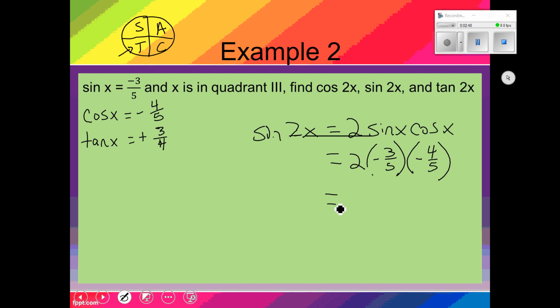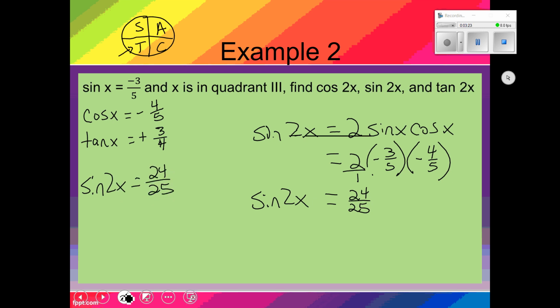When I multiply that all together, you can use your calculator, but if there are radicals, then you have to do it by hand. If these are just plain numbers and fractions, you can just put them in the calculator, math enter, and it'll give you the answer. So the sine of 2x is equal to, a negative times a negative is a positive, and I believe this is going to come out to be 24/25.